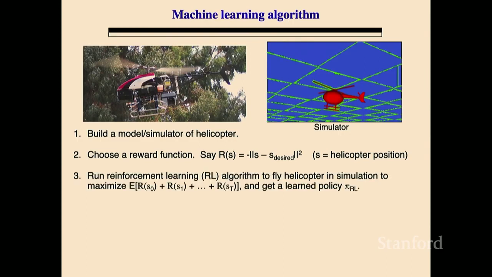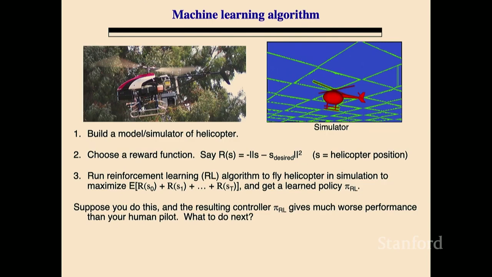And then what you do is you run a reinforcement learning algorithm to try to maximize, say, the finite horizon MDP formulation, maximize the sum of rewards over T time steps. You get a policy pi. And whenever you do this, the first time you do this, you find that the resulting controller does much worse than the human pilot. And the question is, what do you do next? This is almost exactly the slide I showed you last time, except I cleaned up the slide using reinforcement learning notation rather than the slightly simplified notation you saw before you learned about reinforcement learning.